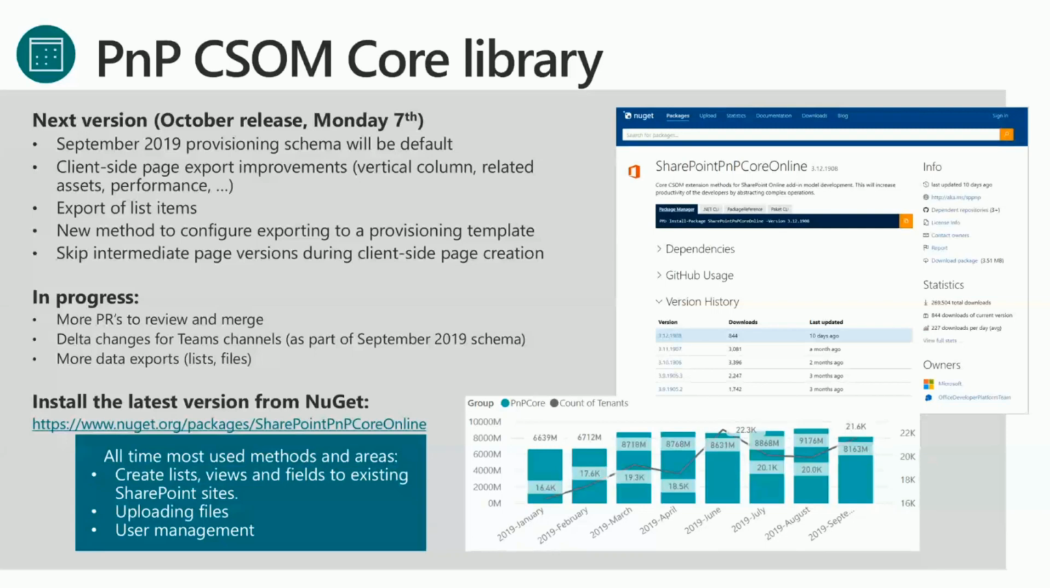And one last thing there is the skip intermediate page version. You might have been annoyed by the fact that when you create a modern page using the PnP provisioning engine or just the modern page API in our engine, you end up with a ton of intermediate versions. That should be gone now.